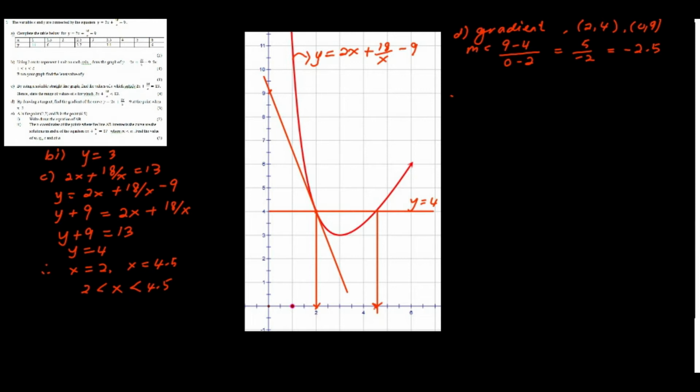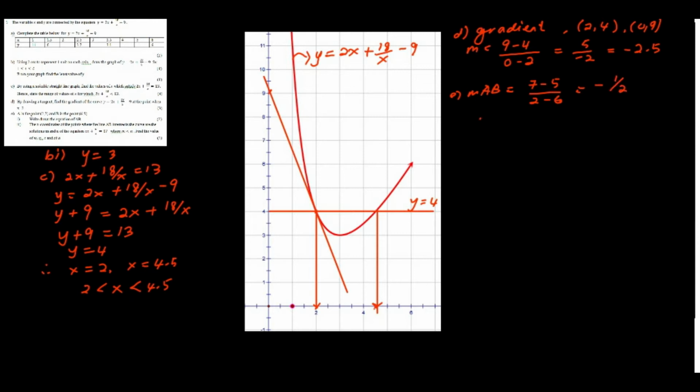The next one, for E: A is the point (2, 7) and B is the point (6, 5). Write down the equation of AB. So for E, m of AB is equal to 7 minus 5 over 2 minus 6. So here you will get negative half.